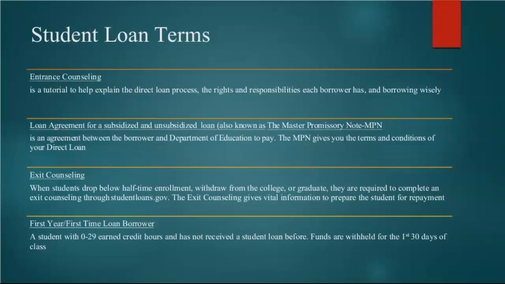A first-time loan borrower is a student with 0 to 29 earned credit hours who has never received a student loan before. The school cannot receive a student's first direct loan disbursement until she or he is actively in class for the first 30 days. This can affect the student who is trying to purchase books or supplies during the first month of school.